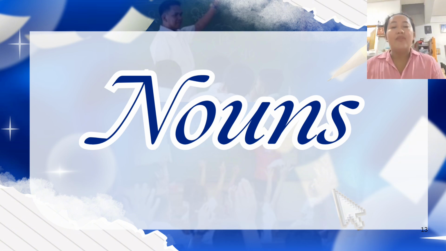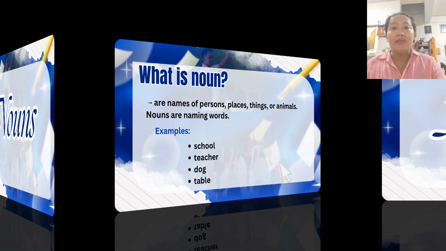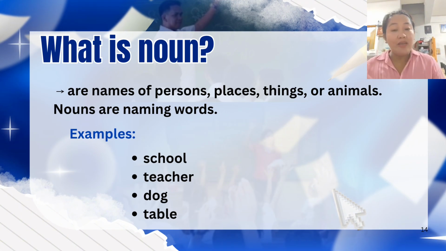Noun. First, let us define what is noun. Class, do you have any idea what is noun? Yes, please, Cyril. Okay, thank you. A noun is a word that names a person, place, things, or animals. In simple terms, nouns are called naming words because they give names to people, places, objects, and animals around us.